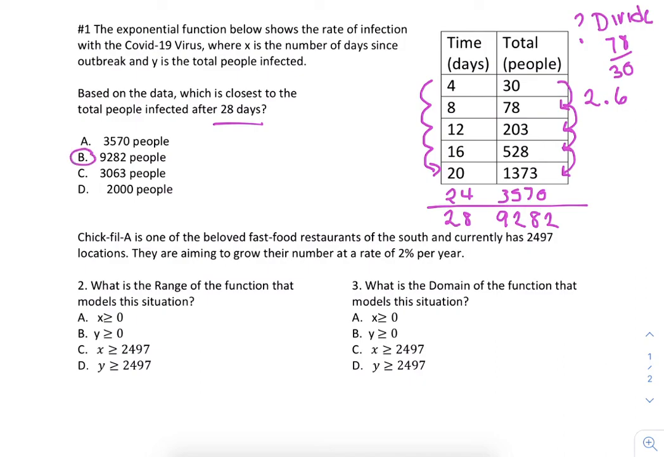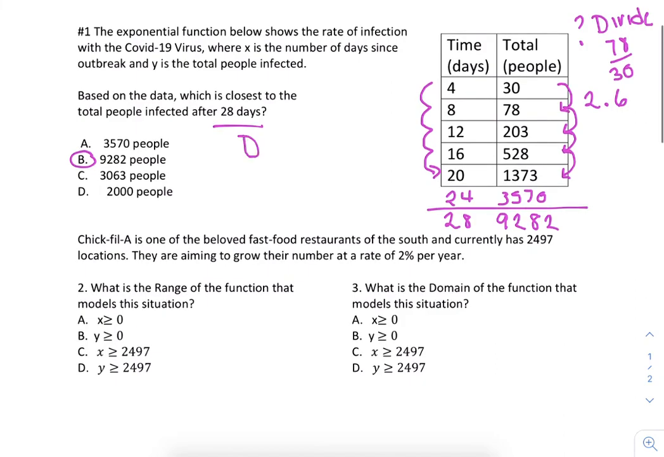Okay, if you need to pause it for a second and write that down, here are your steps again. We're going to divide, and we're going to repeat at the bottom till you get to the number. So we divided 78 divided by 30, got 2.6, and then we multiply and repeat that all the way down until I get to my goal number, which was 28 days. Okay? All right, let's go to the next one.